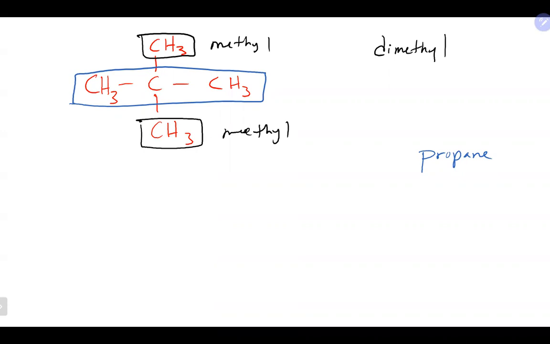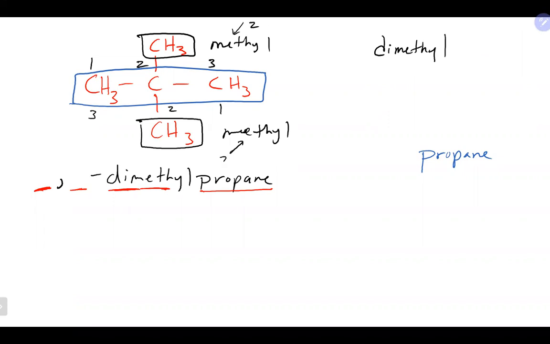Now, what's left here is to number our chain. We could go left to right or right to left. If we go left to right, that's carbon 1, carbon 2, and carbon 3. If we go right to left, that is carbon 1, carbon 2, carbon 3. It doesn't matter in this particular case which way we go. Both of the groups end up at carbon number 2. That would give us 2, 2, which would be a good one. So both of those methyl groups are hanging out at carbon number 2 in this case.